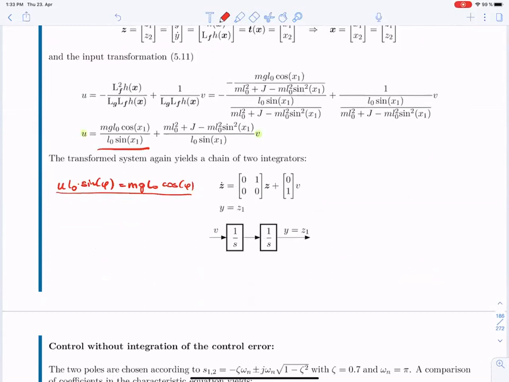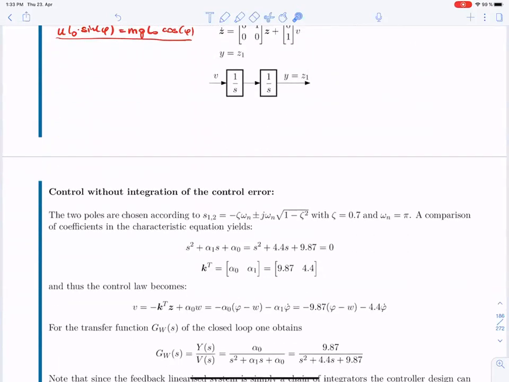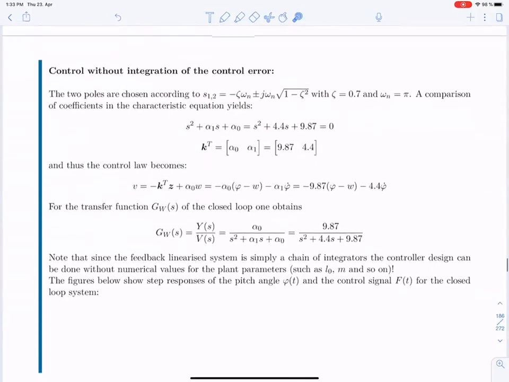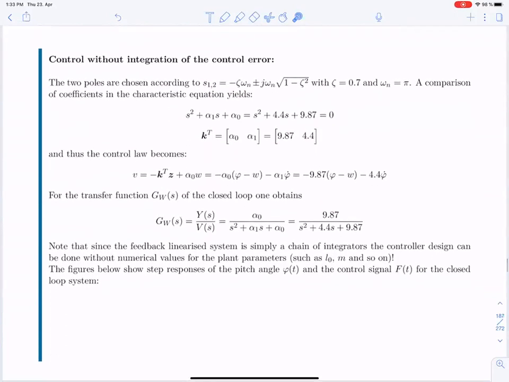So this is the transformation law. Let me just be very quick right now. You can see it's a system of order 2. So again, we have a chain of 2 integrators. It's always the same story. We assign 2 poles right here. So we have an omega n of pi, a damping factor of 0.7. So we get control feedback. It's always the same fashion how we do it. And we get a nonlinear control law.